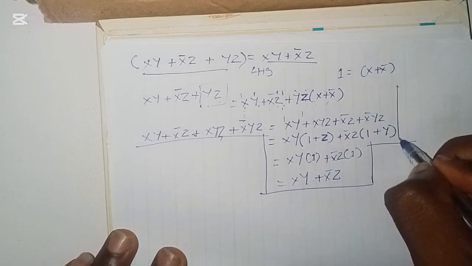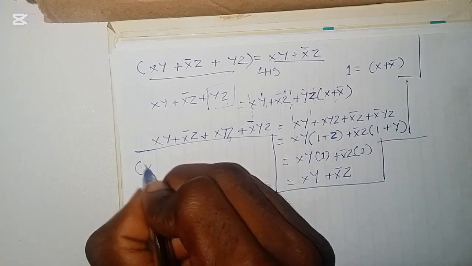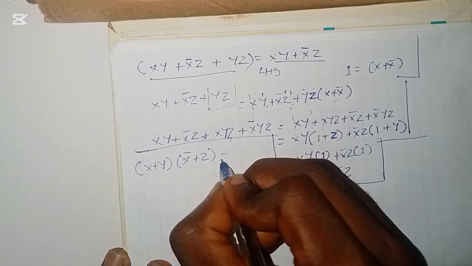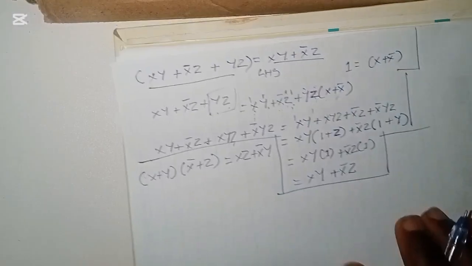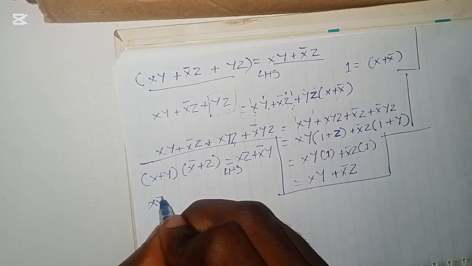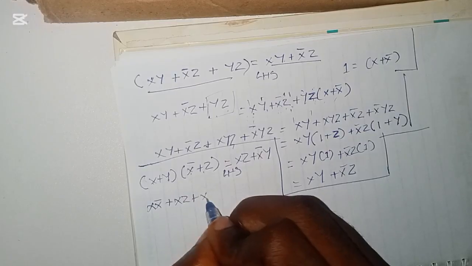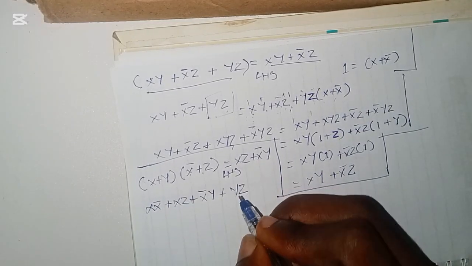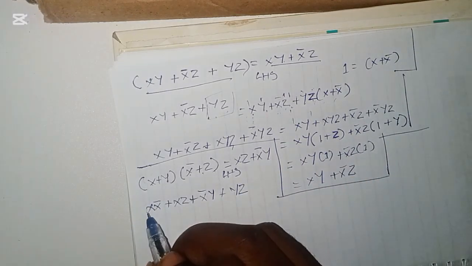Just manage this space. One last example. So we have (x + y)(x̄ + z) will give us xz + x̄y. Now from the left hand side, we expand: x times x̄ plus xz plus x̄y plus yz. Now we do the same thing here. But first, we see something.